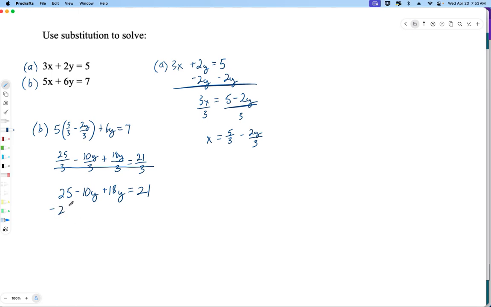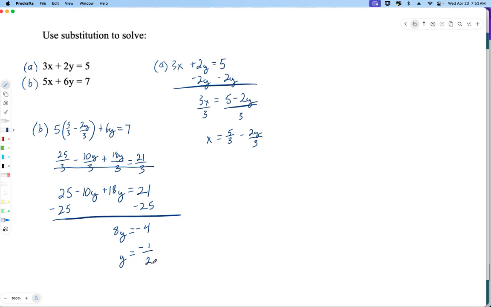I'm going to subtract 25 from both sides. I'm going to combine these two. I have 8y is equal to negative 4. Y is equal to negative 1 over 2. Because negative 4 divided by 8 can be reduced to 1/2. And it's a negative 1/2.